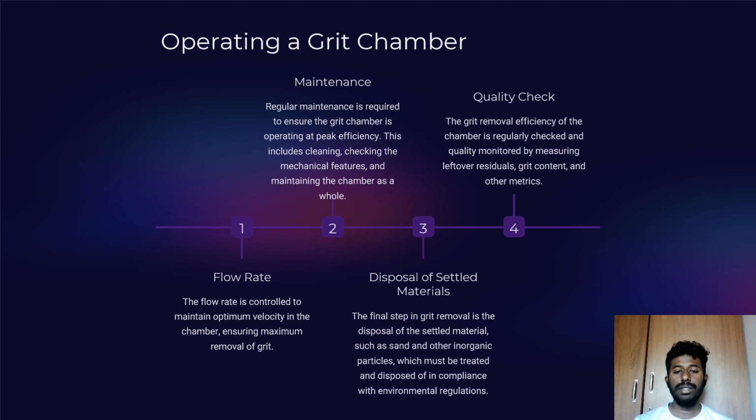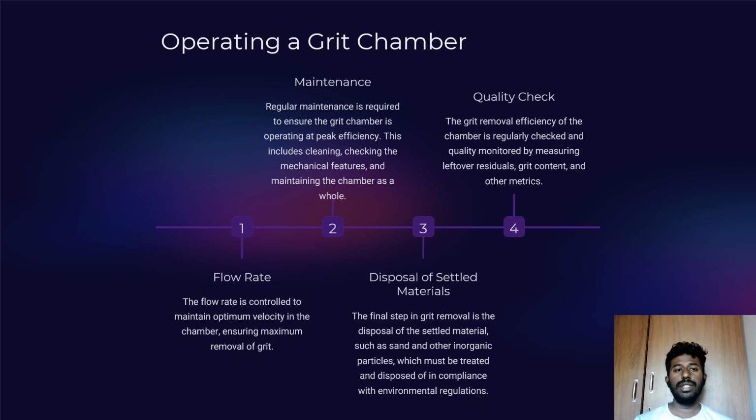The next one is disposal of settled materials. The final step of grit removal is the disposal of settled materials, such as sand and other inorganic particles, which must be treated and disposed of in compliance with environmental regulations. The last one is quality check. The grit removal efficiency of the chamber is regularly checked and quality monitored by measuring leftover residual grit and other metrics. These are the operations of a grit chamber.